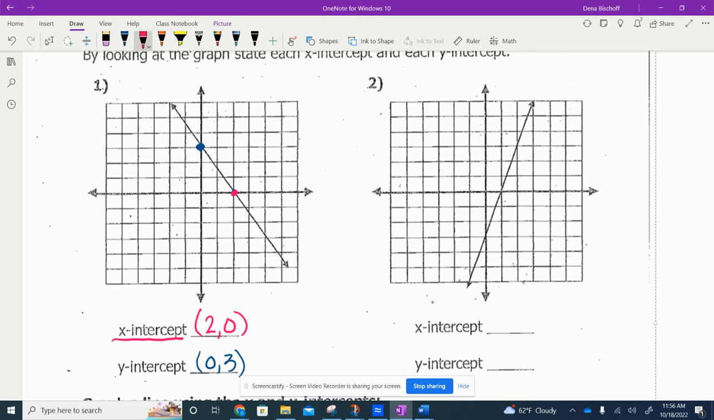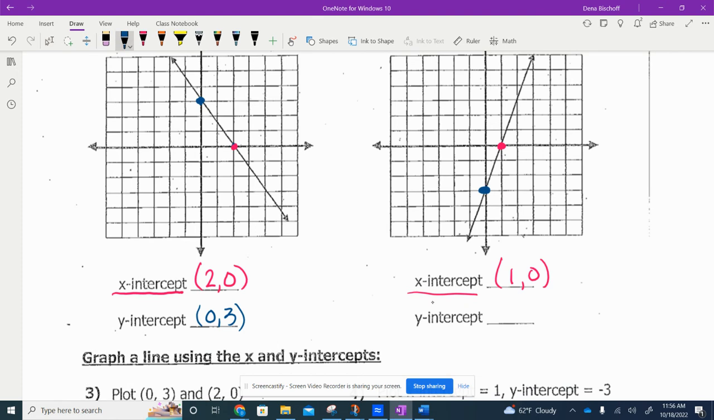Let's do it again. Let's find the x-intercept. Where does this line cross the x-axis? So what's the ordered pair? 1, 0. Good job. And the y-intercept, where does it cross the y-axis? 0, -3. Good job. So do you guys feel like you could look at a graph and find the intercepts? Yeah. Okay.